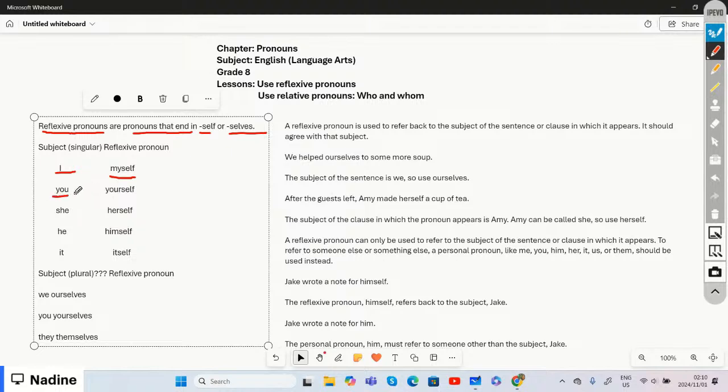You can do something by yourself, which means that yourself refers back to our singular subject, which is you. That is how we use a reflexive pronoun. We have our singular subjects, and then we have our reflexive pronouns that end in self, which refers to singular, and these reflexive pronouns need to refer back to our subject.